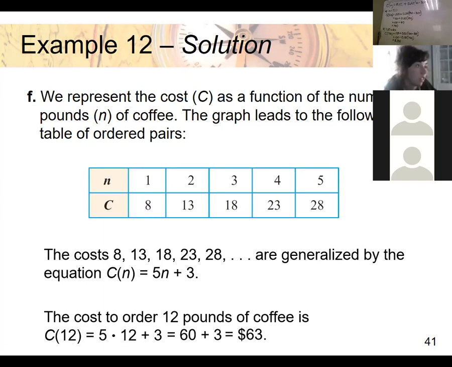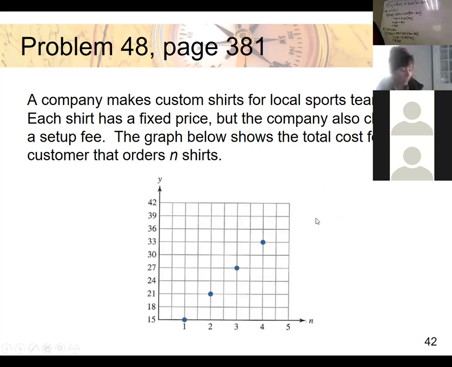Any questions on that particular example that I just went over? All right, let's look at problem number 48.